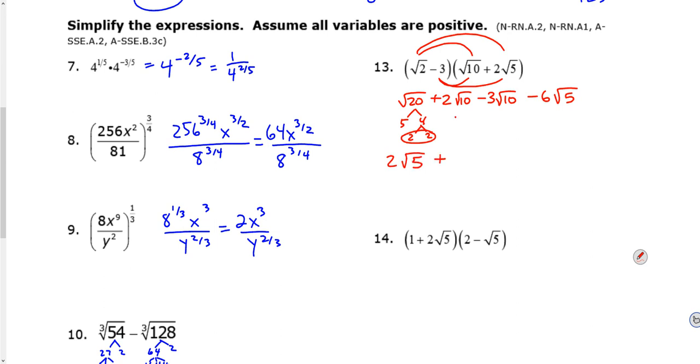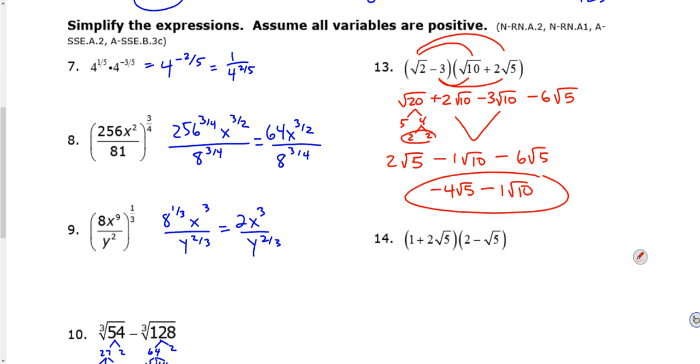We can combine these guys. That's actually a negative. So minus 1 radical 10, minus 6 radical 5, and then 2 minus 6 is negative 4 radical 5, minus 1 radical 10. That's your final answer.